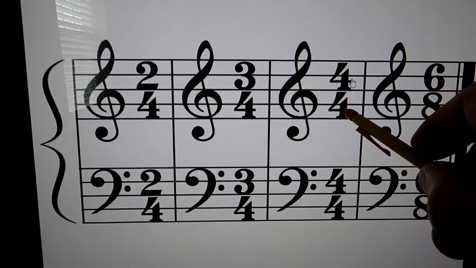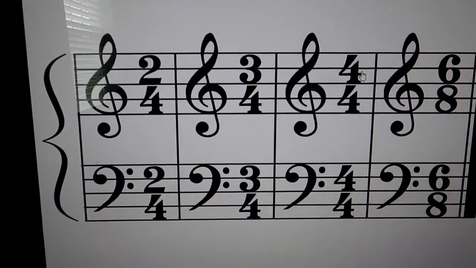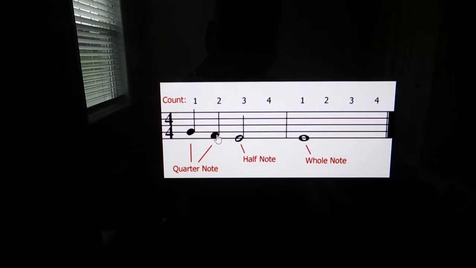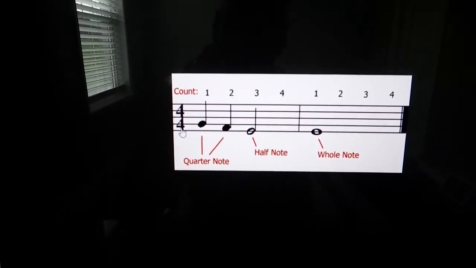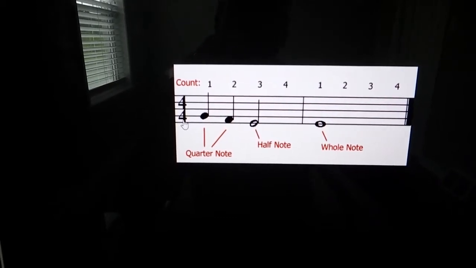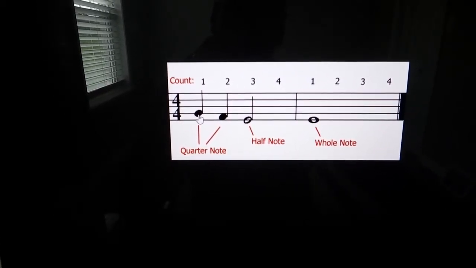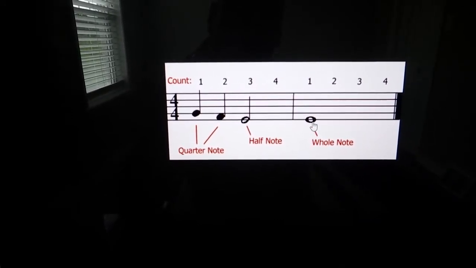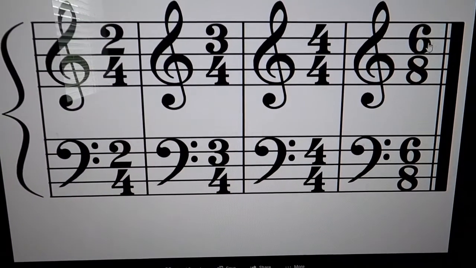Let's talk about the bottom number. I said the bottom number tells us which note gets 1 beat. Somebody's probably going to say, "Well, Barry, you told us this quarter note gets 1 beat," and that is correct when there is a 4 in the bottom. The 4 in the bottom tells us that the quarter note gets 1 beat. So just like we discussed, a quarter note gets 1 beat, a half note gets 2 beats, a whole note gets 4 beats.